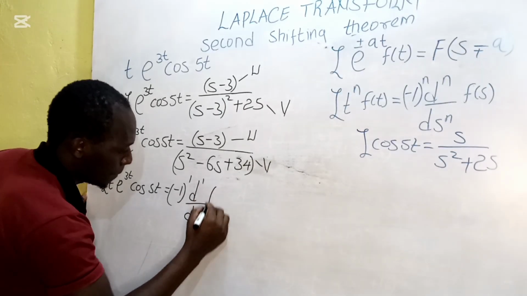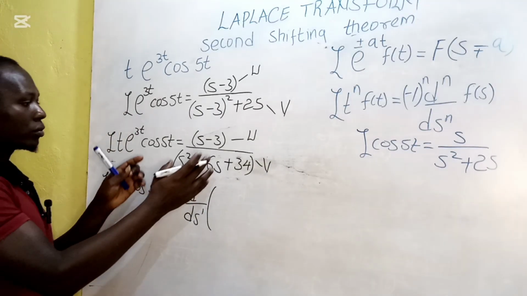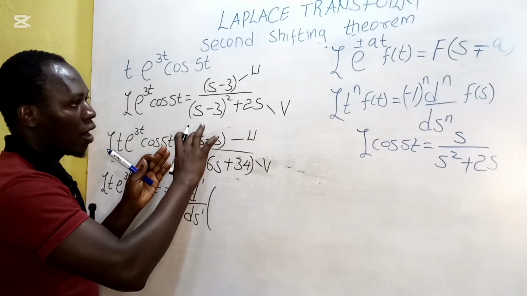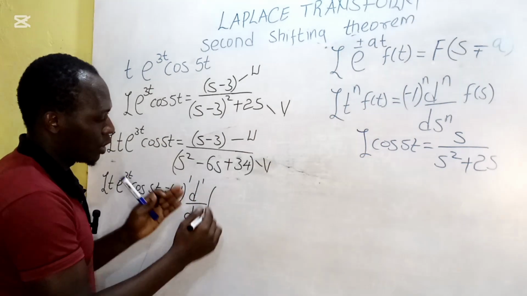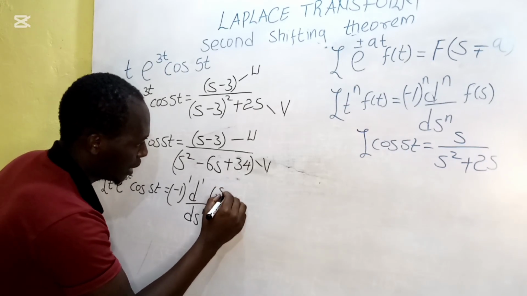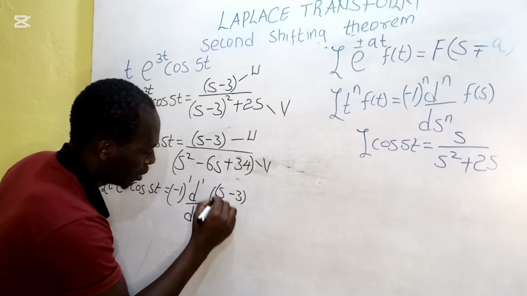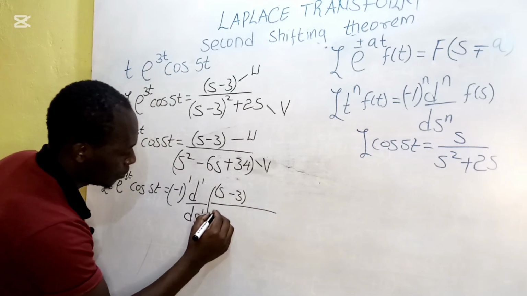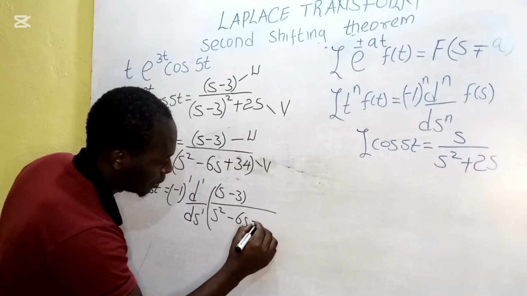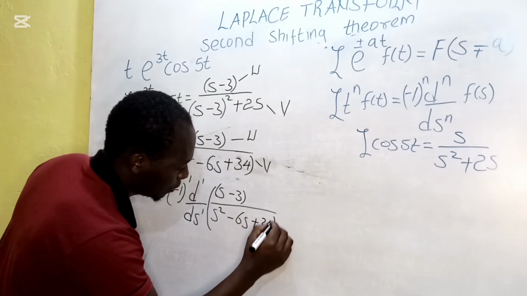We now insert our function F of s, which is going to be s minus 3 all over s squared minus 6s plus 34.